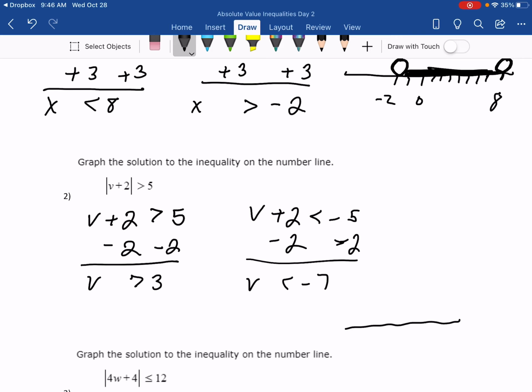So on the number line, let's see, 0, 1, 2, 3, 1, 2, 3, 4, 5, 6, 7, negative 7. So we have negative 7, open circle, arrow pointing left, greater than 3, we have open circle and an arrow pointing to the right.